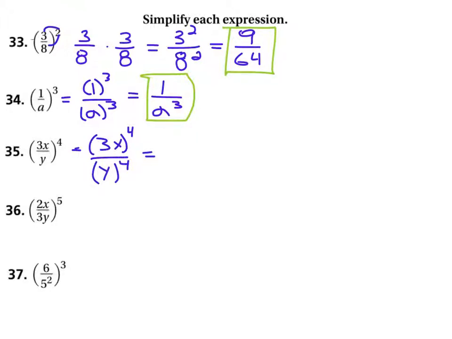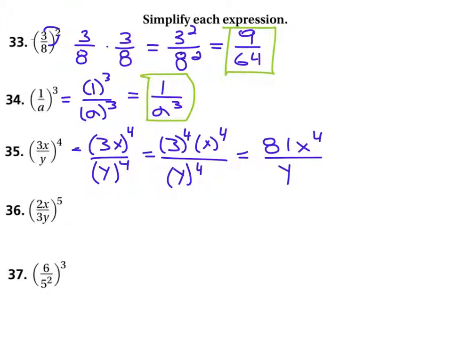But what do we get on top here? Well, what you're really doing is raising everything to the fourth power. So we've got 3 to the fourth times x to the fourth, all over y to the fourth. And 3 to the fourth is 81, so 81x to the fourth. If you didn't put parentheses around it, that 4 would only be raising x to the fourth power, and it wouldn't be raising the whole thing to the fourth power, and you need it to be over y to the fourth. There's that answer.